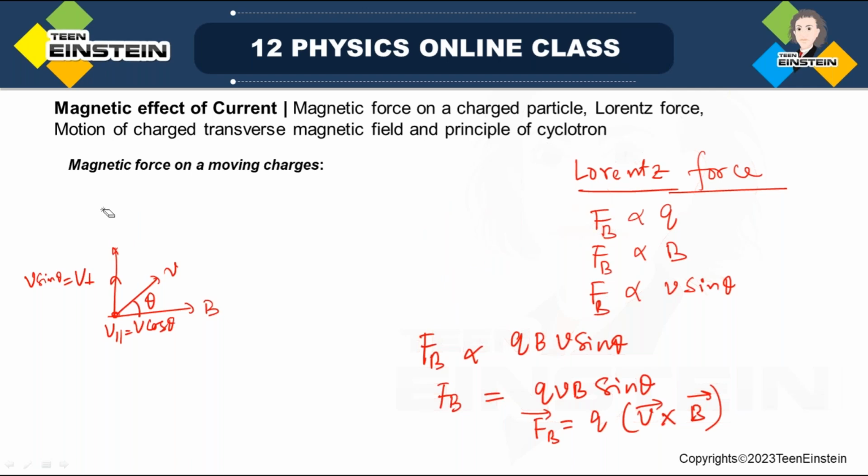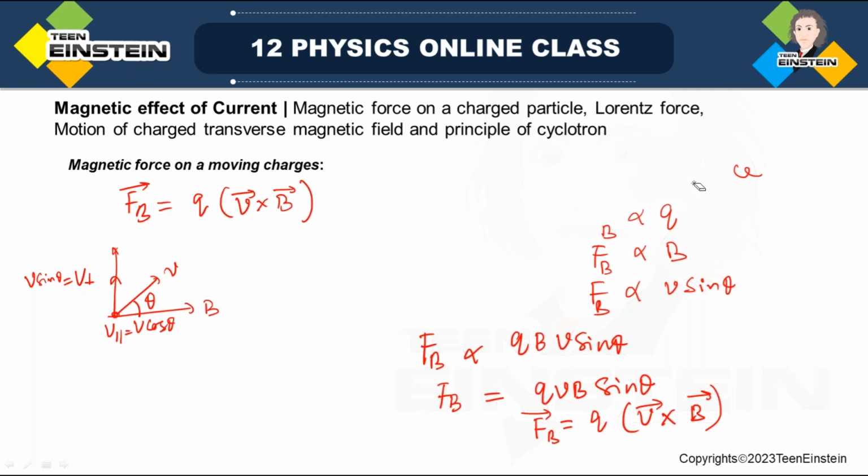The charged particle is moving with the velocity v, making an angle theta with the direction of the magnetic field. So in that case, the magnetic force will be F_B is equal to q v cross B. Okay, q v cross B.